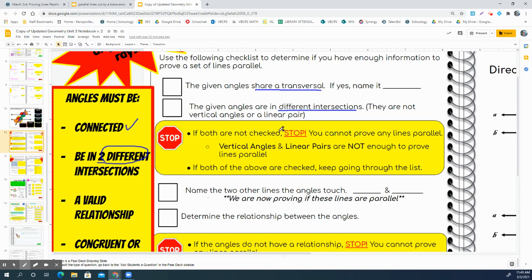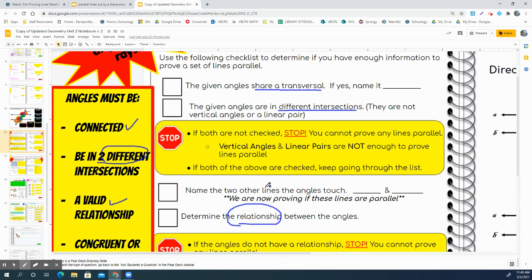Then if we come down here, we've got a transversal, we've got 2 separate intersections represented, then I need to know what the relationship is. So is it a valid relationship, right? Are they same side? If they're same side, they should be supplementary. Are they alternate? If they're alternate, then they should be congruent. If they're corresponding, they should be congruent, right? Those are kind of our 3 options. Same side or supplementary, alternate or congruent, and corresponding or congruent.